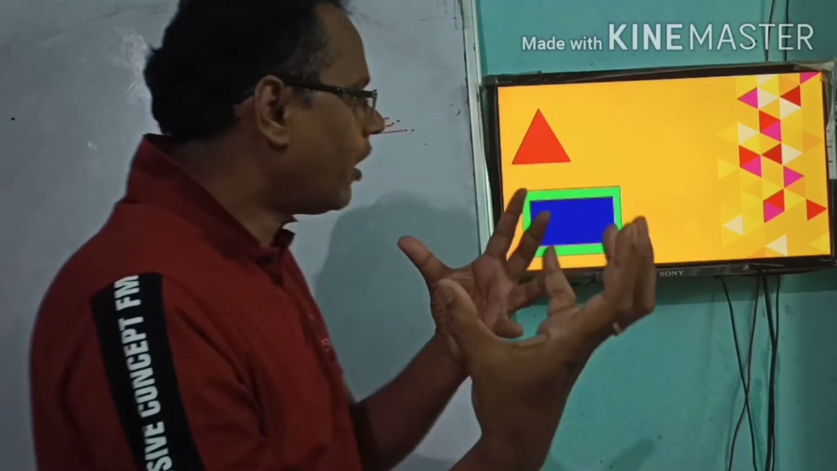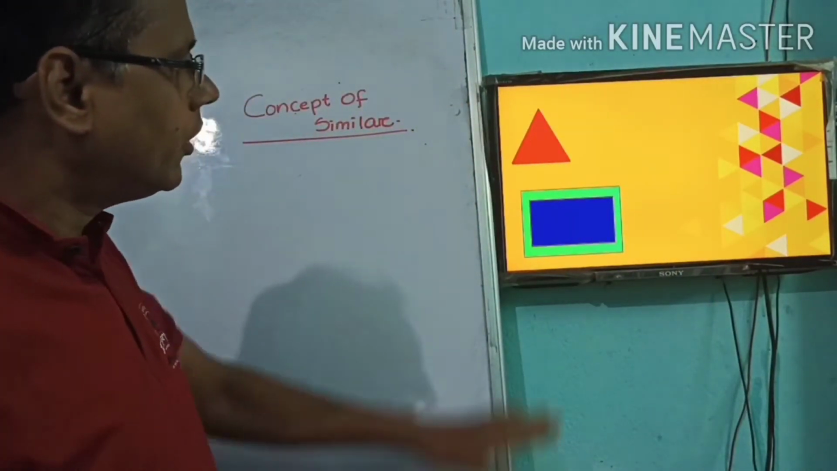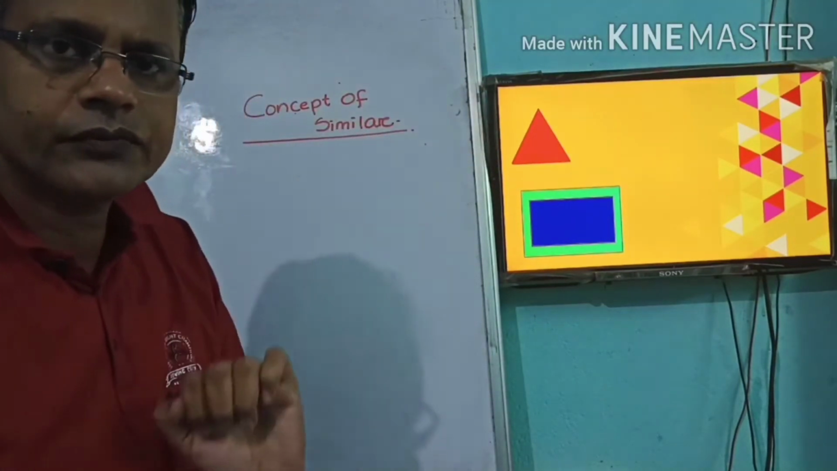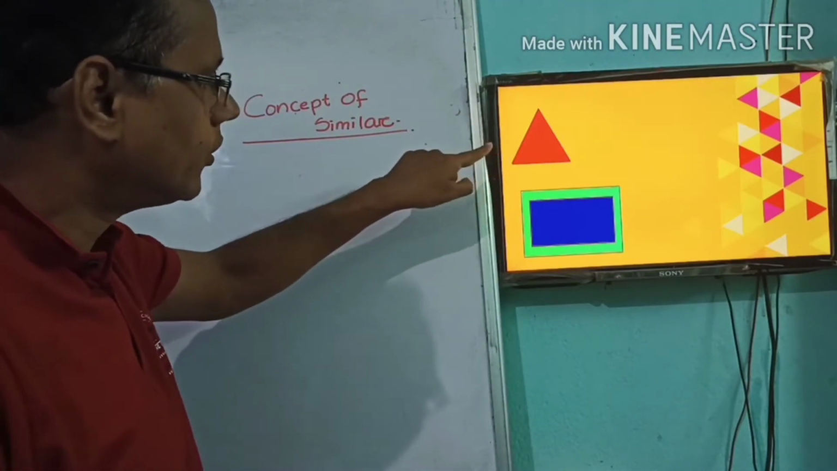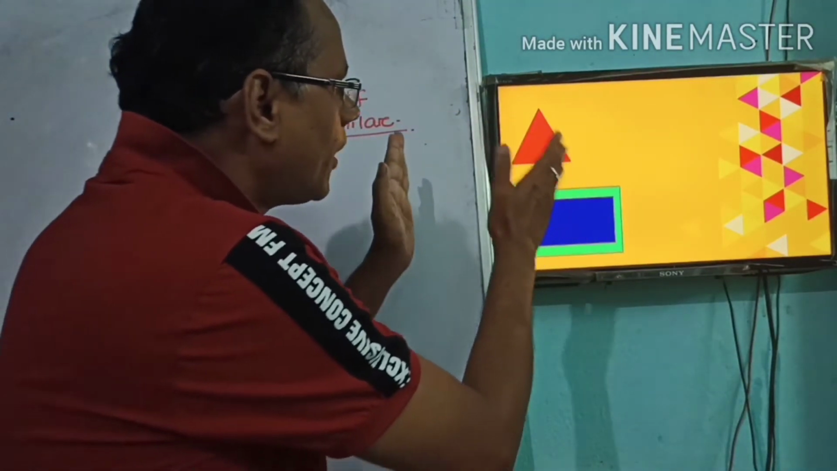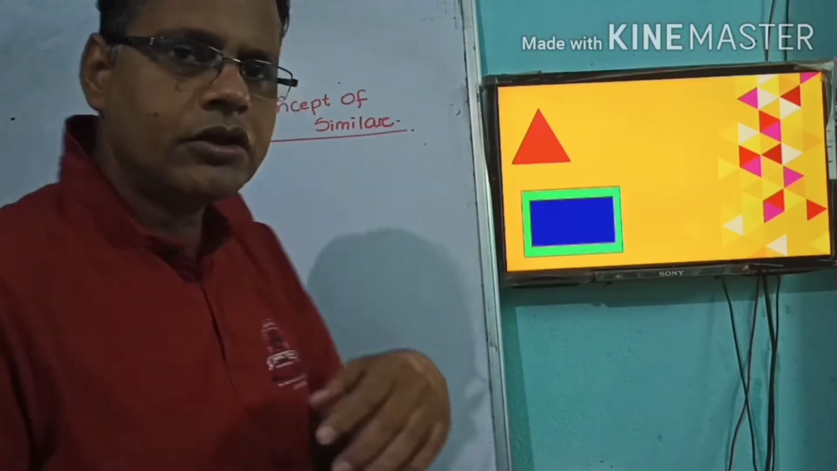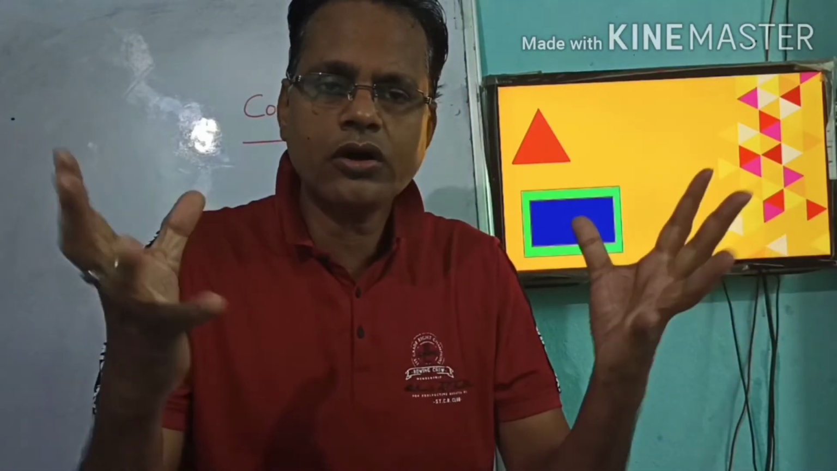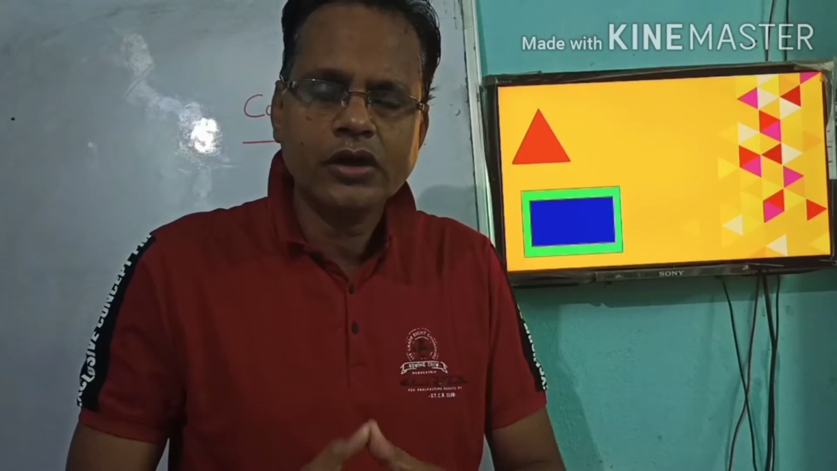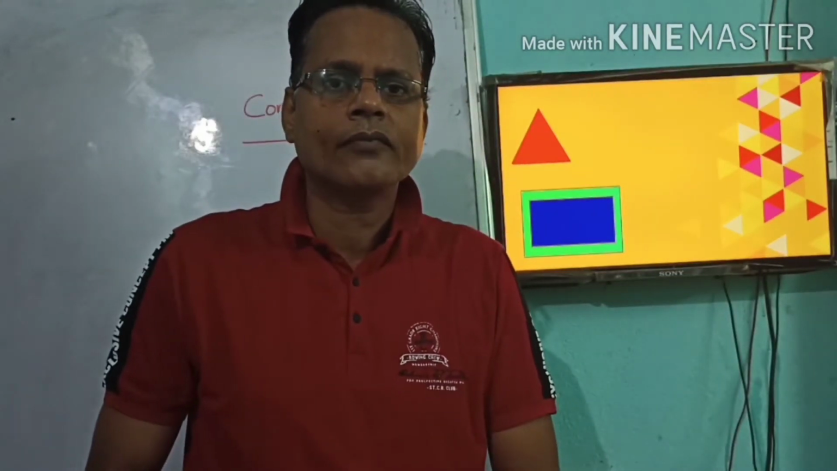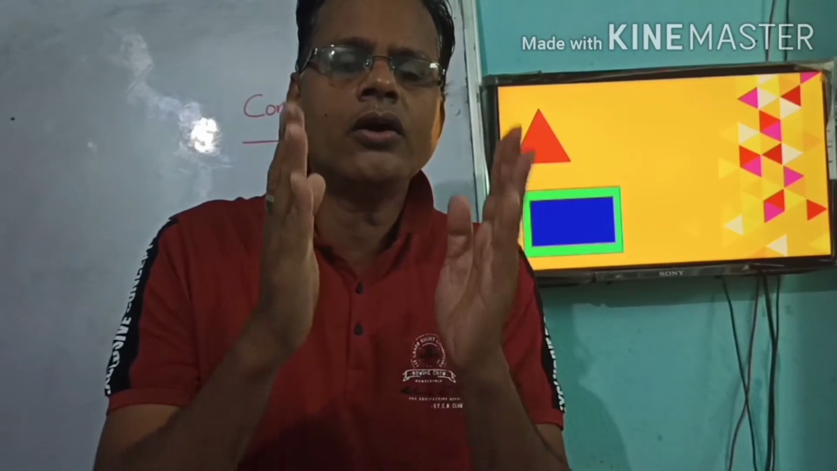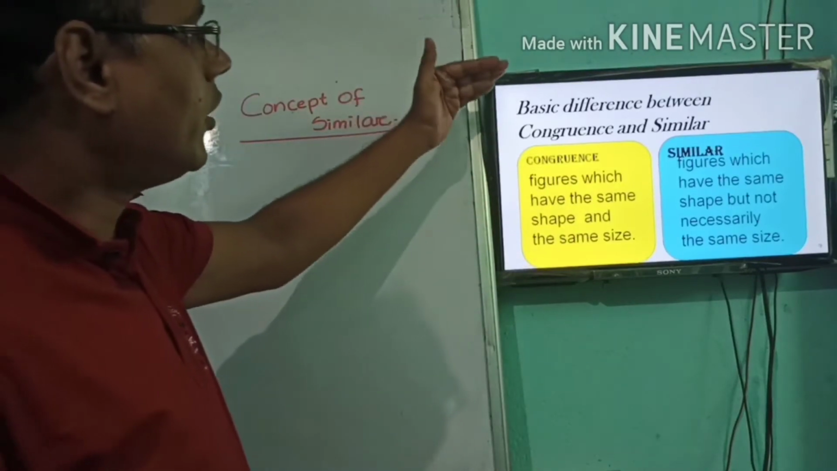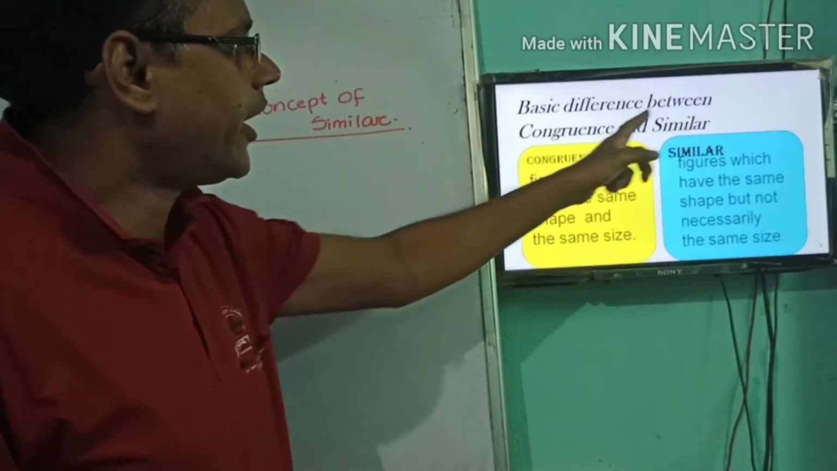If we have a close look at each, you see here the figures have the same shape and the same size. Are you getting the point? Here the figures, before overlapping, have the same shape and same size. But here you see the figures have the same shape but dissimilar size. Therefore it is not matched. Is that clear? These two situations give the literal or dictionary meaning of similar. Coming to the next, this is the basic difference between congruence and similar.